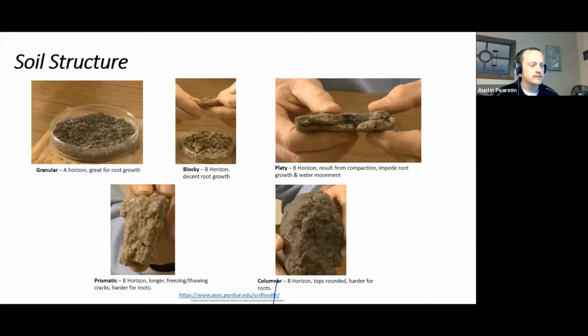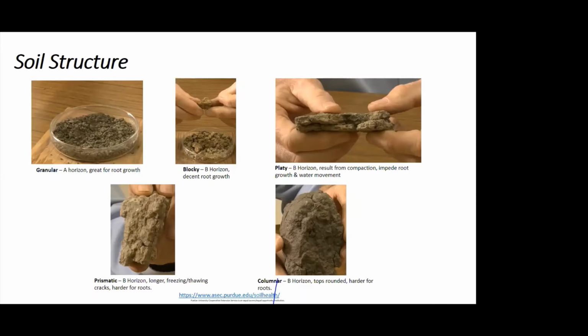Prismatic, you can see in the B horizon. There, you can also see longer freeze-thaw cracks that show up. Those are also harder for roots, but when those cracks start to show up in the soil, the roots can actually move through the soil, which also helps with water movement. Columnar looks very similar, but the tops are just rounded, and similar principles apply as with the last structure.